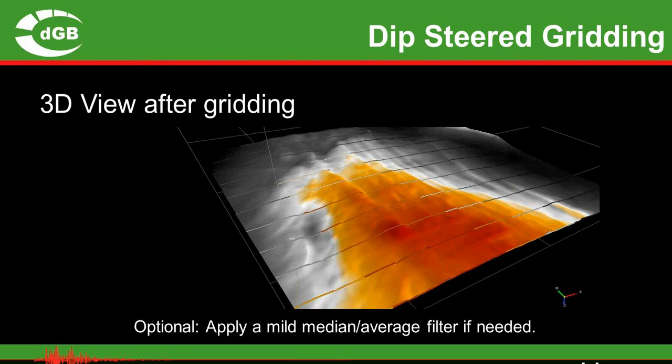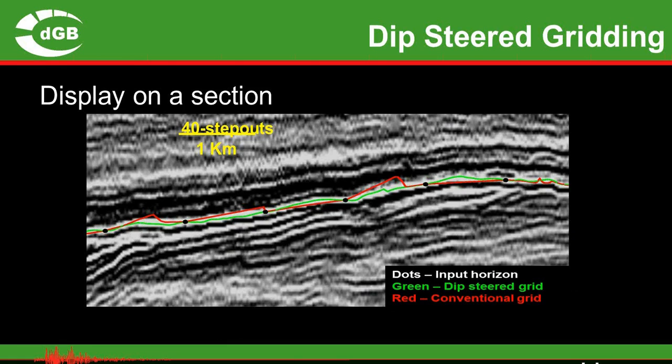This is the horizon after dip steered gridding. And if we look in detail at, say, one line through this volume, and we compare this with a conventional gridding, then we see how much better we are doing. The green line has been following the data by using the dip steered gridder, and the red line is interpolated using a mathematical type of gridding algorithm, so it doesn't know anything about the data. Both are honoring the interpretation points, but the dip steered gridder is much more accurate as it follows the data much more accurately.